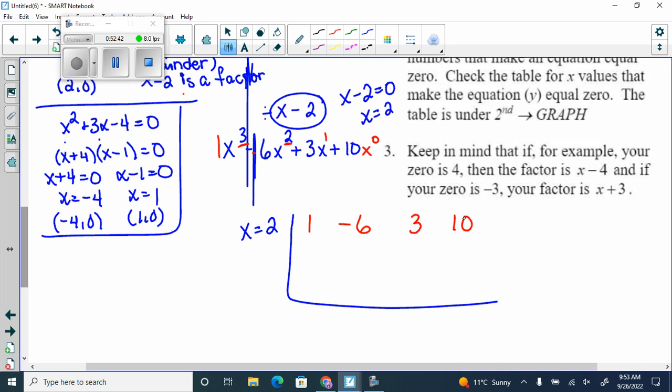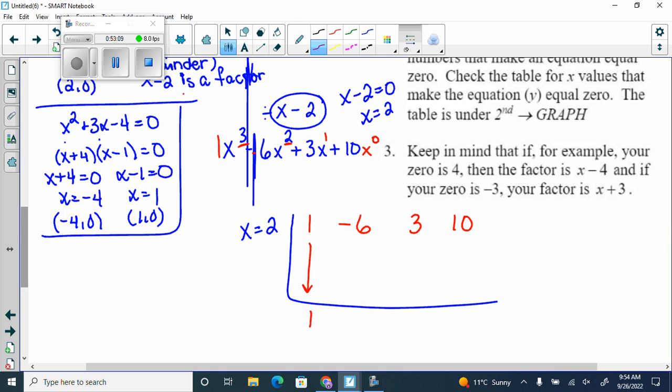That is legitimately the hardest part of this: making sure you can count down. If you can't count down, say you were missing an x squared, you would just put a 0x squared there, and so you'd have a 0 in your synthetic division. You'd have a placeholder of 0. That's all that would happen. Okay, ready? We're going to drop a number, and then we're going to multiply and add until we're done. So we're going to drop the 1. I put an arrow, and I drop the 1.